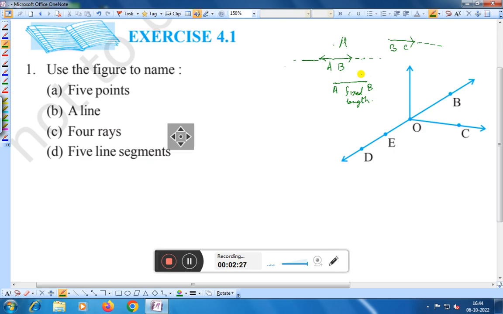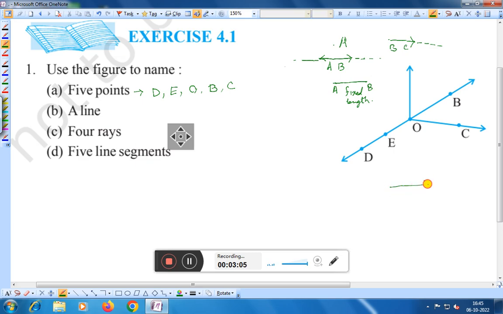Now use the figure to name 5 points. Here you see that we can name them. That is 5 points will be: D can be 1 point. Another point is E, but it is invisibly thin. Another point is O. Next point is B. And another point is C. These are 5 points.